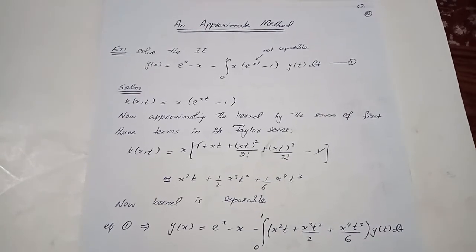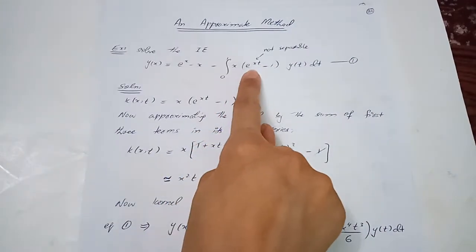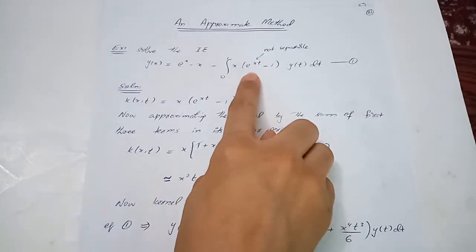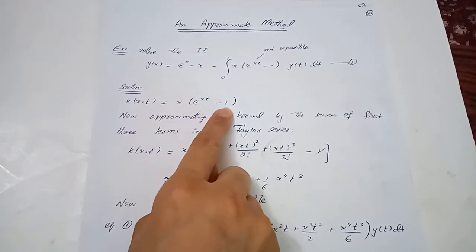Assalamu alaikum everyone. We are having the last topic of our chapter number 4, that is an approximate method to solve the integral equation. And in this Fredholm integral equation, the special thing is this is having a non-separable, or you can say non-degenerate, kernel. You can see here this kernel K of x,t is not separable.